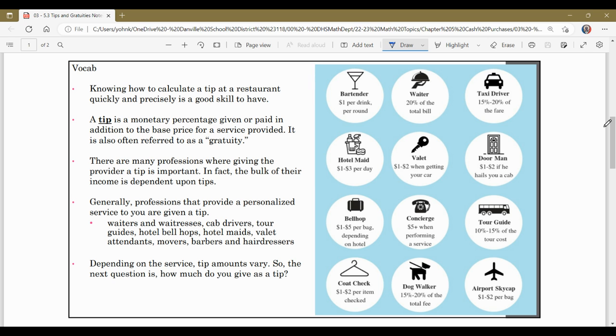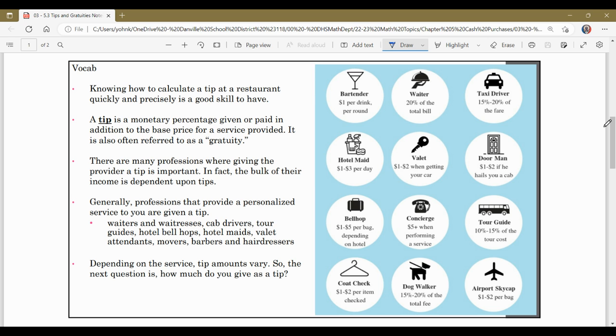So knowing how to calculate a tip at a restaurant quickly and precisely is a good skill to have. This tip is a monetary percentage given or paid in addition to the base price for a service provided. Sometimes it's referred to as a gratuity. That's just a fancy word for tip. Now, there's many professions where giving the provider a tip is important. In fact, the bulk of their income is dependent upon tips. So, generally, any profession that provides a personalized service to you are given a tip.